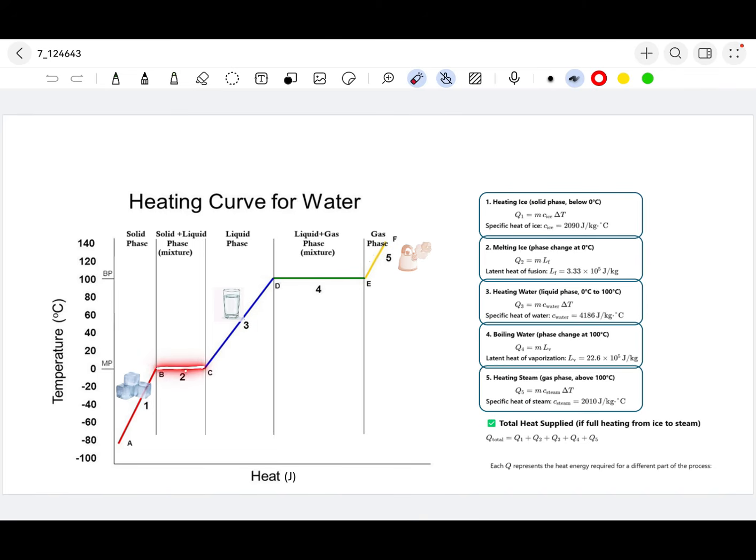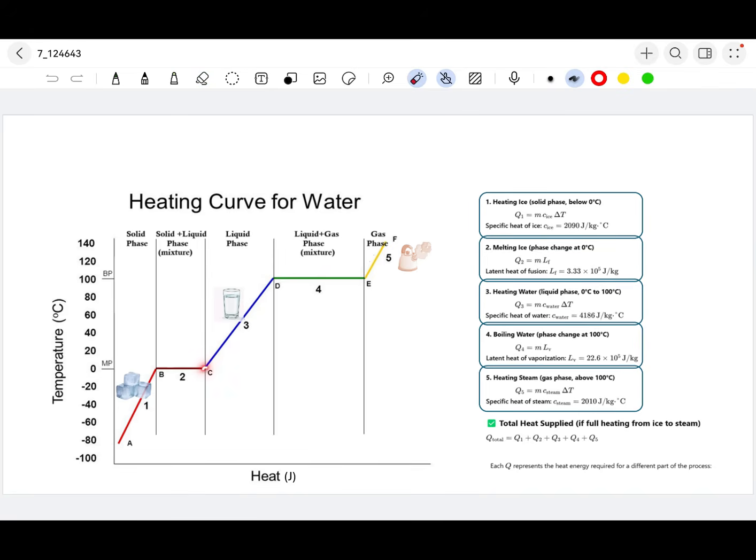So for the second step, we have to use this one, that is the melting of ice. There is a phase change at 0 degree. So the formula we have to use is m into Lf, where Lf is the latent heat of fusion, that is 3.33 times 10 to the power of 5. Suppose the second step finishes, then the third step.